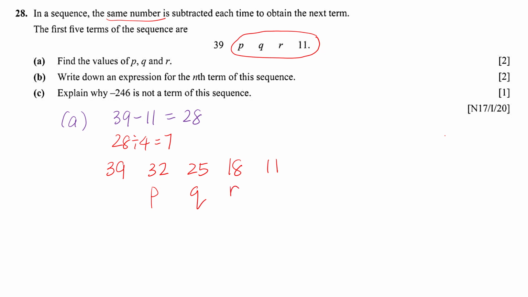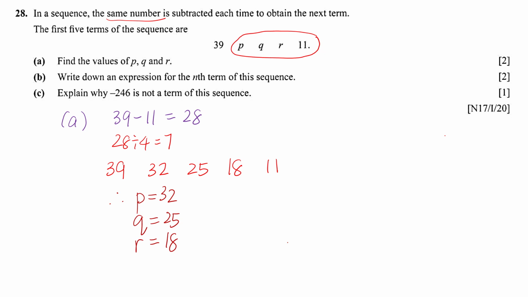All right, so let's write it properly. So therefore, P is 32, Q is 25, R will be 18. Right, so this is how we do part A.